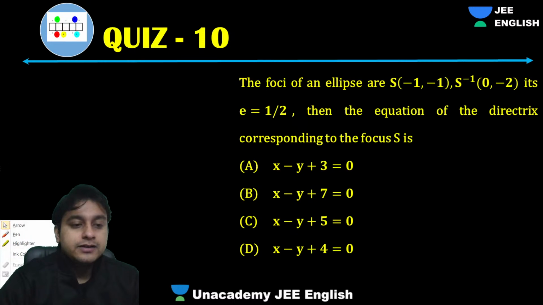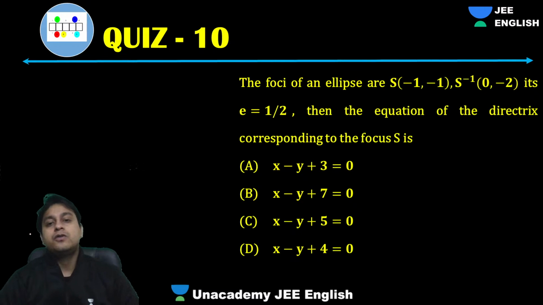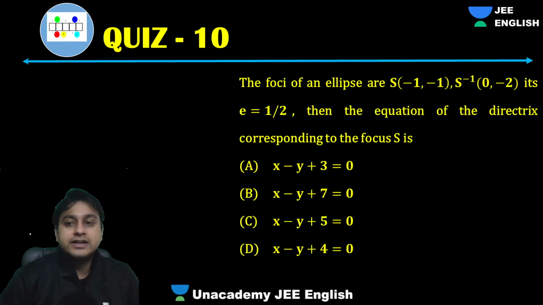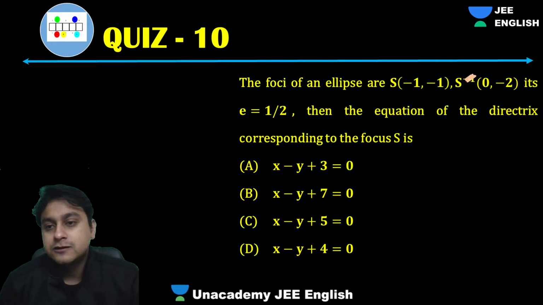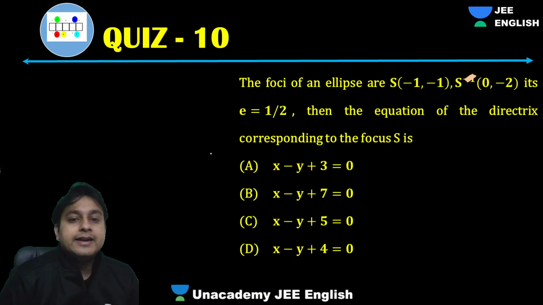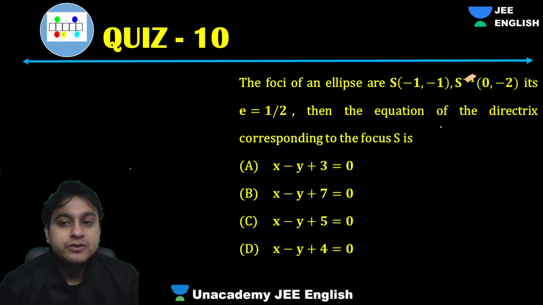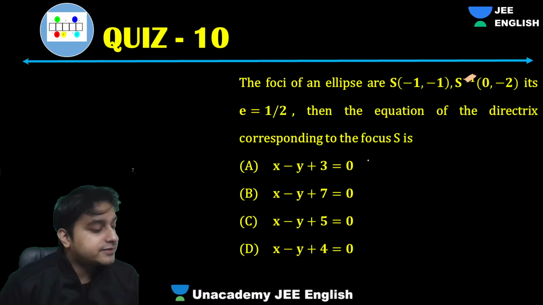So we have over here foci of an ellipse are S and S dash. Okay, this is S dash. Okay, and its e is half. Then the equation of the directrix corresponding to the focus S.